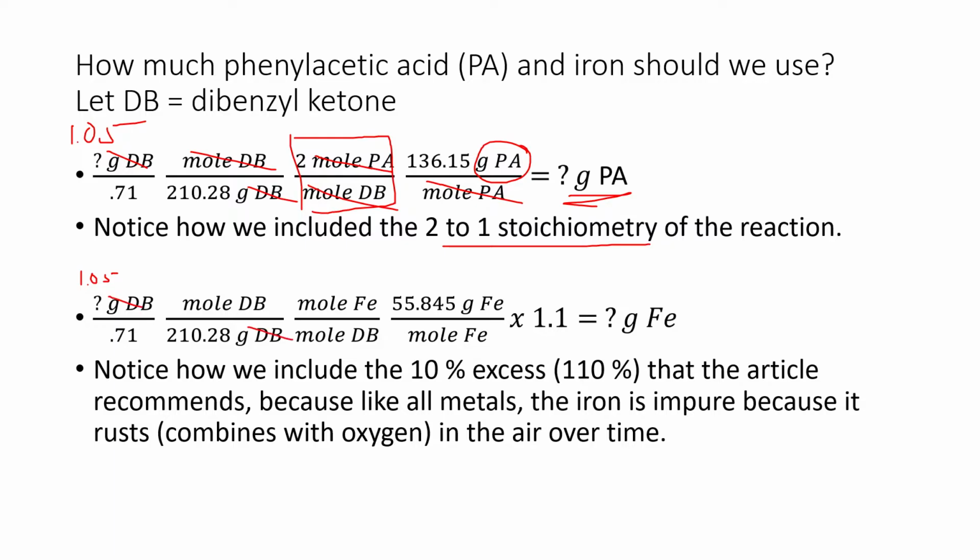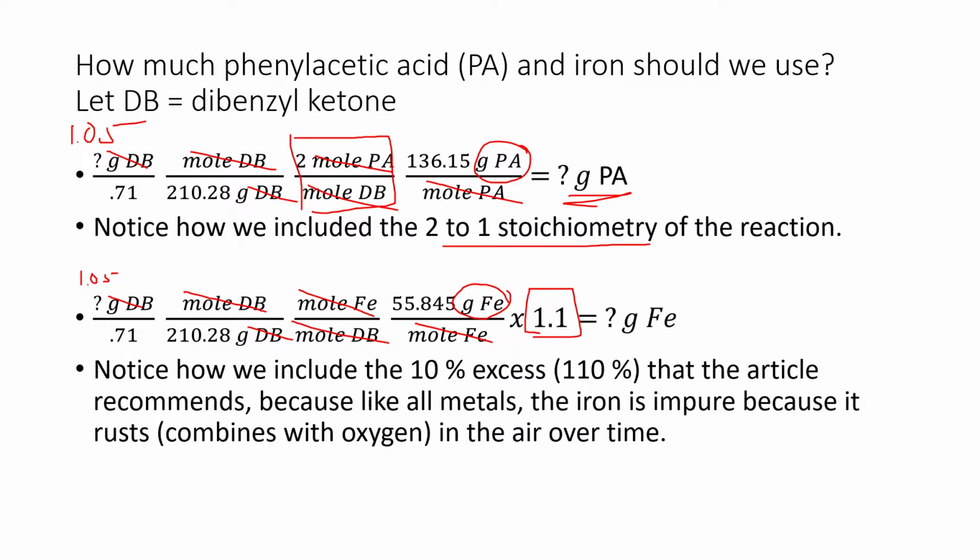Canceling out all of our units. So grams of dibenzyl ketone cancels out. Moles of dibenzyl ketone cancels out. Moles of iron cancels out and leaves us with grams of iron. At the end, we also multiply it by 1.1. So this is to include a 10% excess to the reaction.